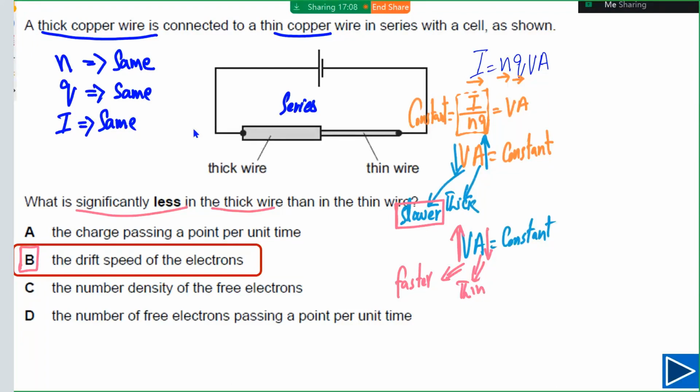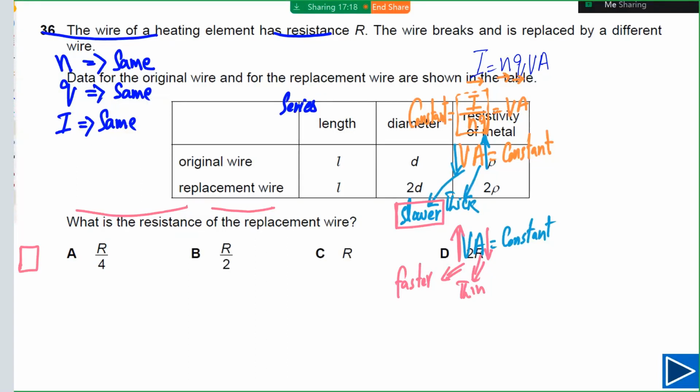So I will go to the next one now. Let's move on to the next one. Very nice question, and please try this one first of all by yourself.